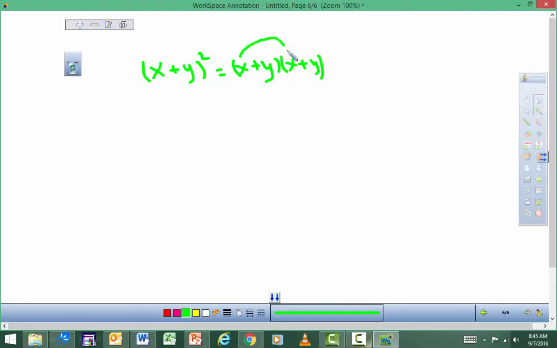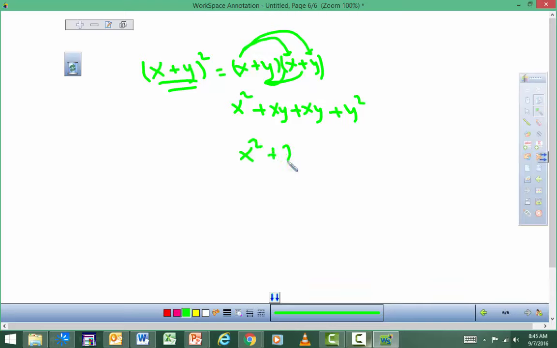And when you do first times first, you get an x squared. And when you do this one times this one, you get an xy. And when you do this one, you get another xy. And when you do this one times this one, you get a y squared. Now notice what always happens whenever you square something, you get the same thing in the middle. That's why we have an x squared plus 2xy. And then we have the y squared.